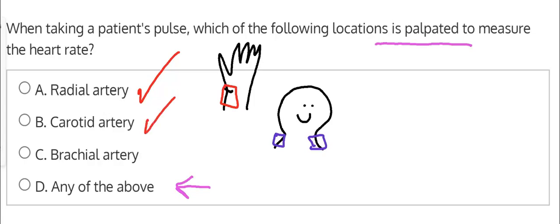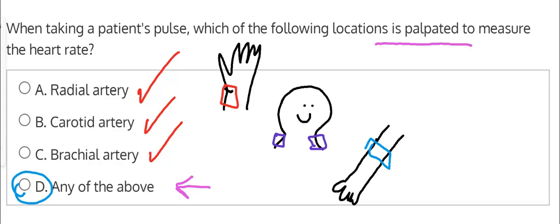So yes, that's correct. And then option C is the brachial artery, and that is used in the arm, and that's typically used for a younger patient, like a baby, and it would be kind of in the bend of the elbow. So yes, that can be used to check for a pulse. So in this question, the answer would be any of the above because they all can be used to measure heart rate. They all are arteries we can use.